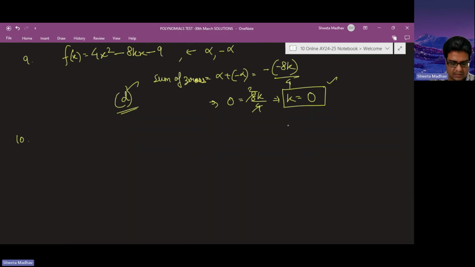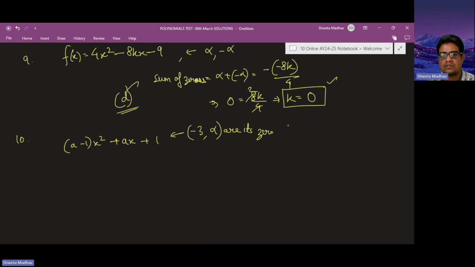Then in question number 10, it has been told that if one of the zeros of the quadratic polynomial (a minus 1)x square plus ax plus 1 is minus 3, then the value of a is... the value of a we have to find out. So let's say the zeros are minus 3 and alpha, since the other zero has not been told here.